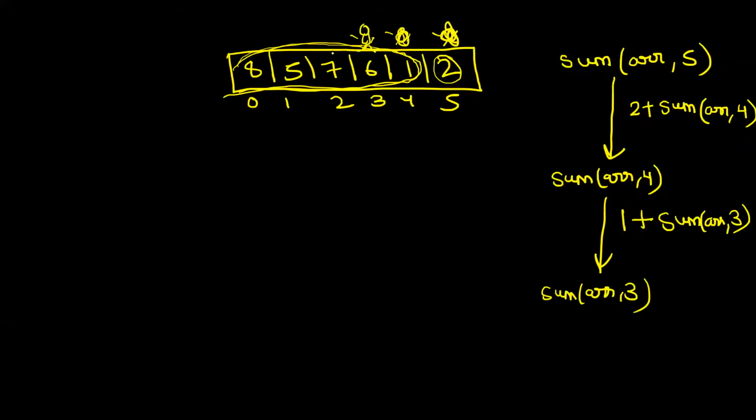Boss, the summation of the first 4 elements we want, right? From index 0 to index 3. So what do I say? What is the element at index 3? It is 6. So the sum of the elements from index 0 till index 3 is nothing but 6 plus sum of the array elements from index 0 till index 2. Okay? Now this sum(ARR, 2) starts running. Boss, now I want the summation of the array elements from index 0 till index 2.